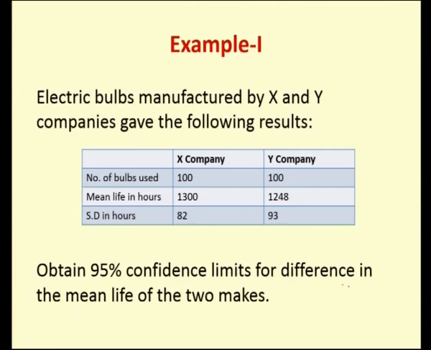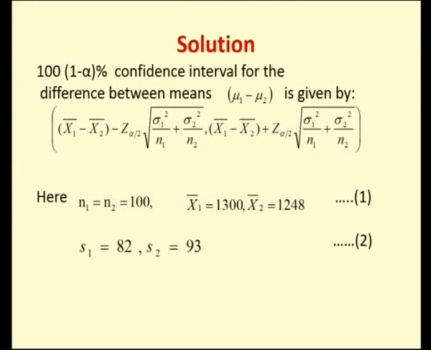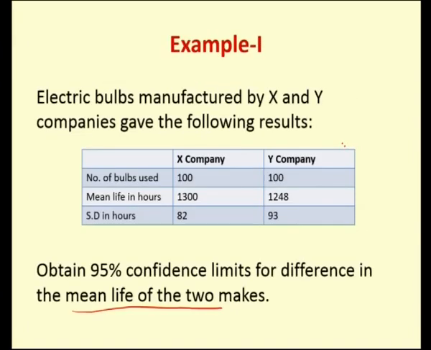So, here it is the confidence interval for the mean life of the two makes. Therefore, you have to find out the 100 into 1 minus alpha % confidence interval for the difference in mean mu1 minus mu2. Therefore, your required formula is x1 bar minus x2 bar minus z alpha by 2 into square root of sigma 1 squared by n1 plus sigma 2 squared by n2, comma, x1 bar minus x2 bar plus z alpha by 2 into square root of sigma 1 squared by n1 plus sigma 2 squared by n2.